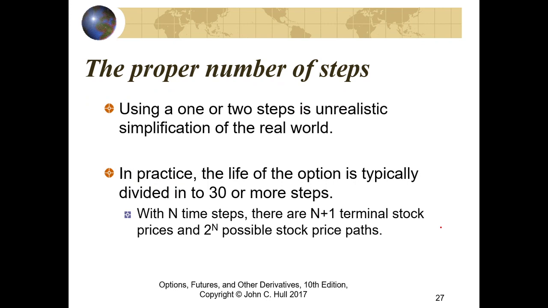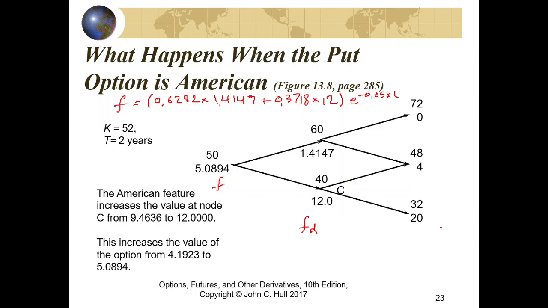Sometimes, if you want to do a double check, you need to verify that if your tree is properly constructed, then if we have n time steps, we will have n plus 1 terminal stock prices, and we will have 2 to the power of n possible stock price paths. Is that true? Well, in the 2-step scenario, we have 3 terminal values, which is 2 plus 1. How many paths do we have? This is one path, this is another path, this is a 3rd path, and this is the 4th path. So we have 4 paths for the 2-step, which is equal to 2 to the power of n, which is 4.